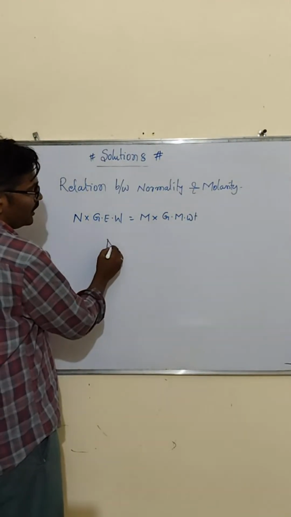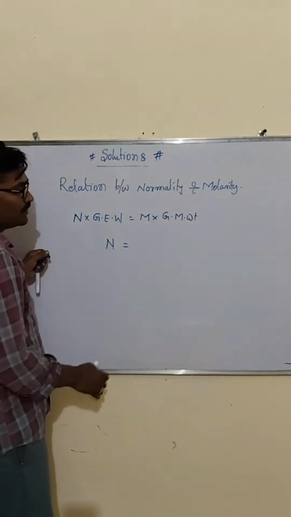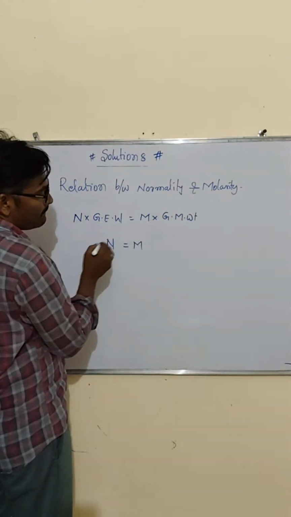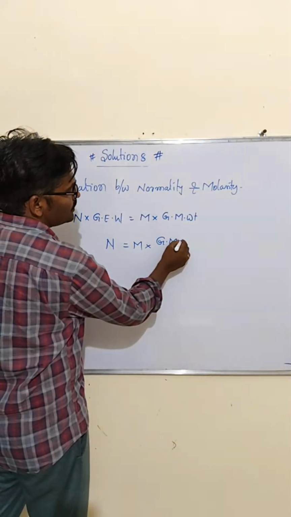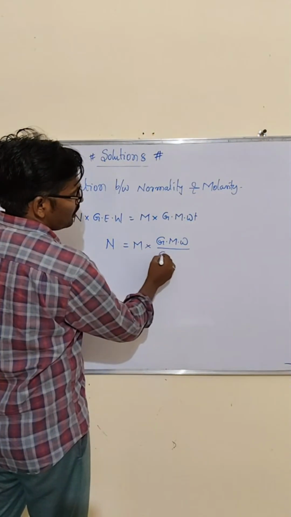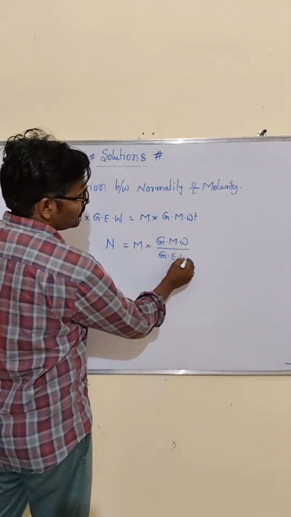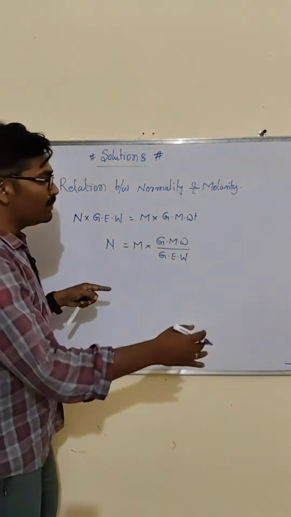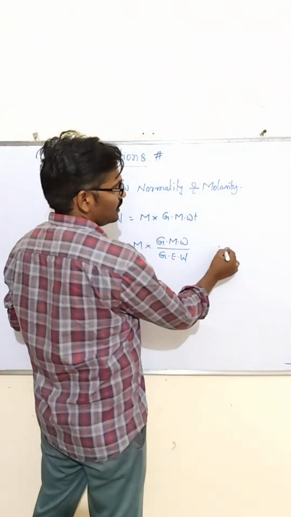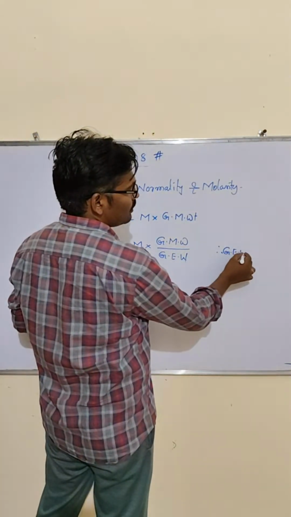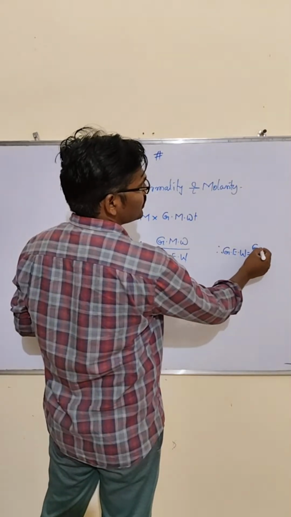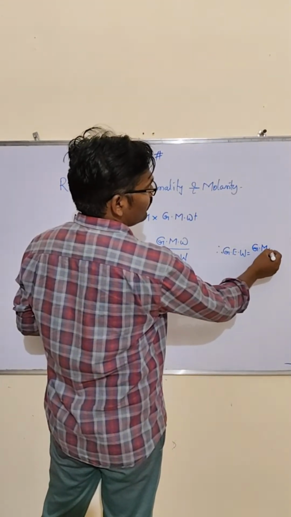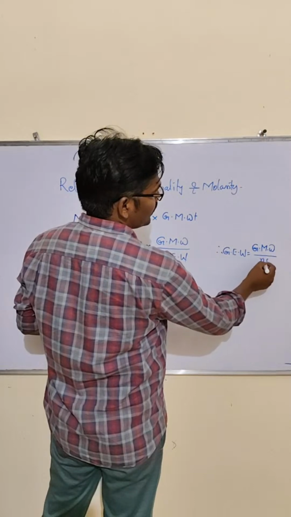So in case normality is required, normality equals molarity into gram molecular weight divided by gram equivalent weight, right? I told you in the previous discussion that the gram equivalent weight equals gram molecular weight divided by n factor, right?